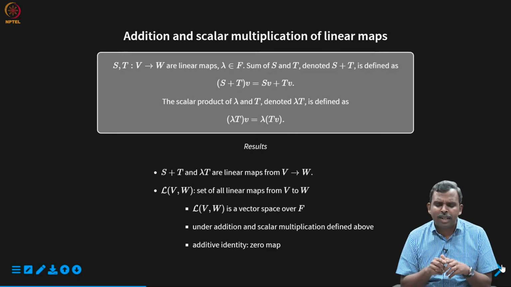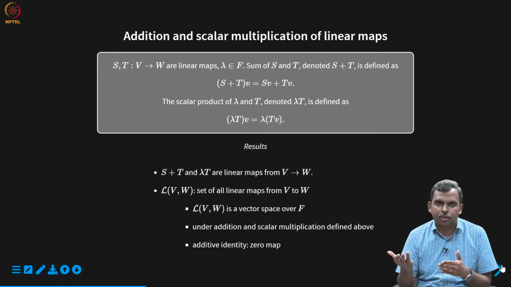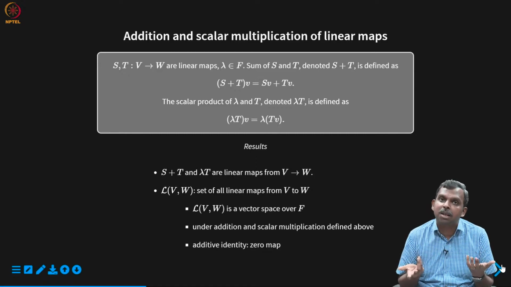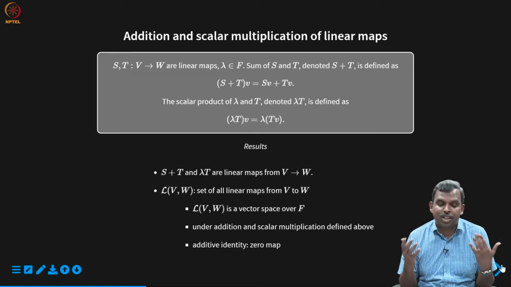So how do I define linear maps? All I have to say is, for a particular input, what output it will produce. Once I say that, I have defined my linear map. So how do I define this S plus T linear map? S plus T operating on any vector V simply gives me SV plus TV. It's a direct and simple definition. This is how we define addition of linear maps.